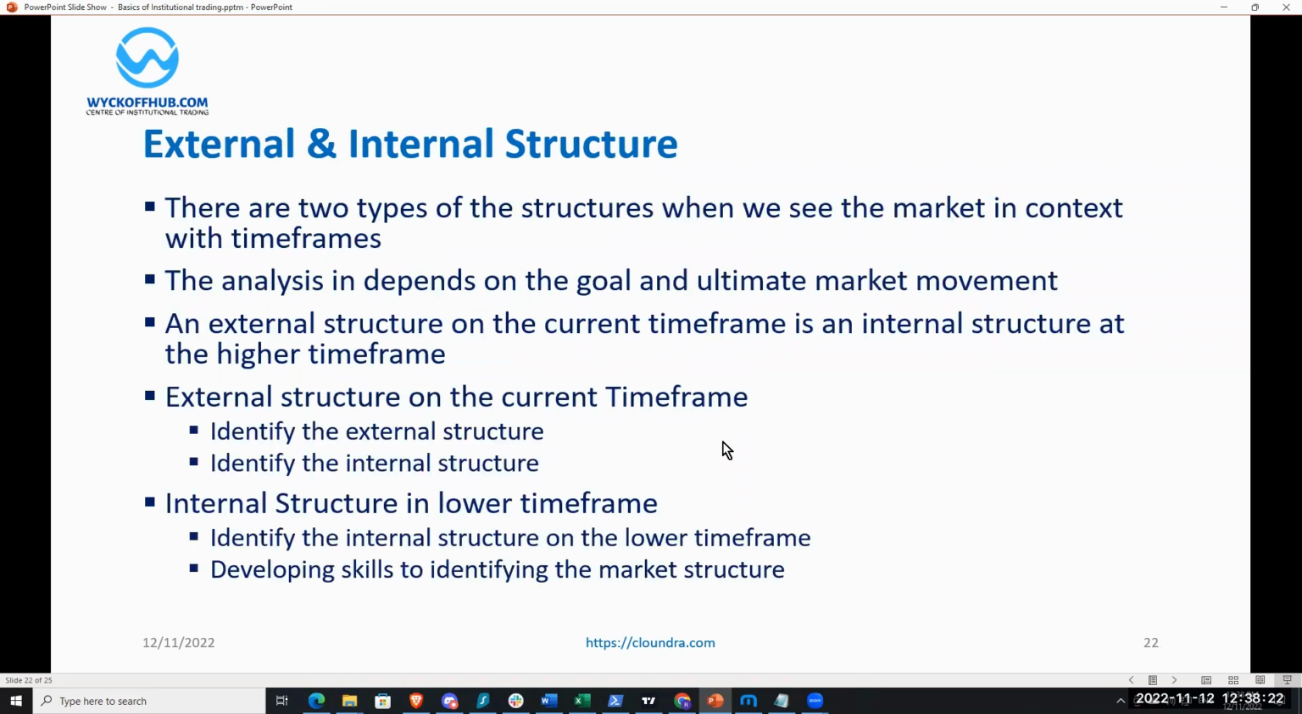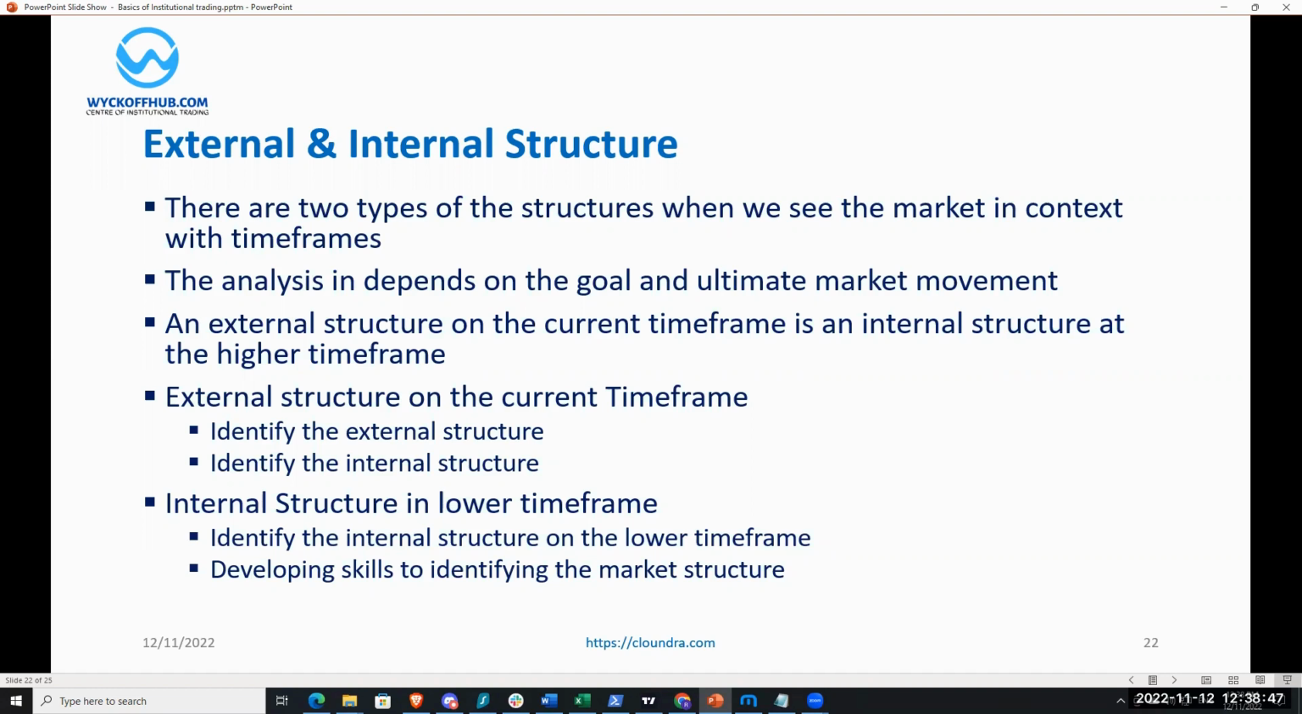Okay, so there are two types of market structure, as you can see, internal and external, and we see the market in this context within a different time frame. The analysis depends on the goal and the ultimate market movement. So when we choose the different time frames for the internal and external structure, you need to understand that it all depends on your goal and the ultimate market movement.